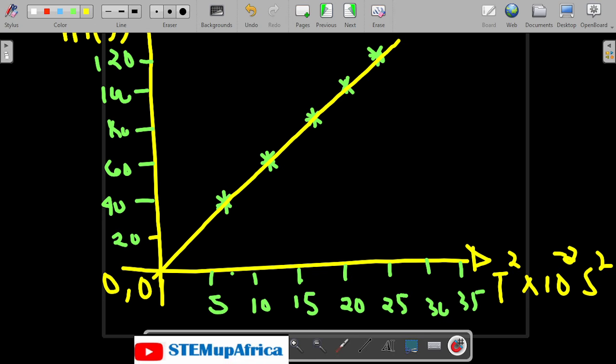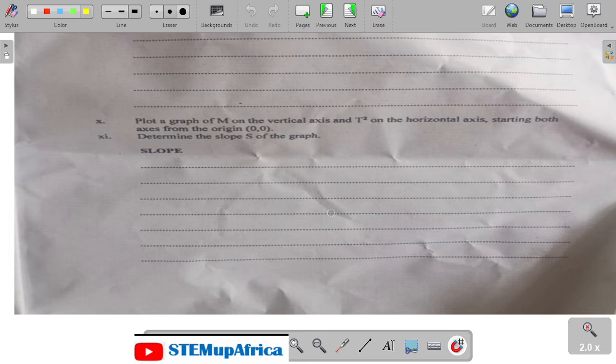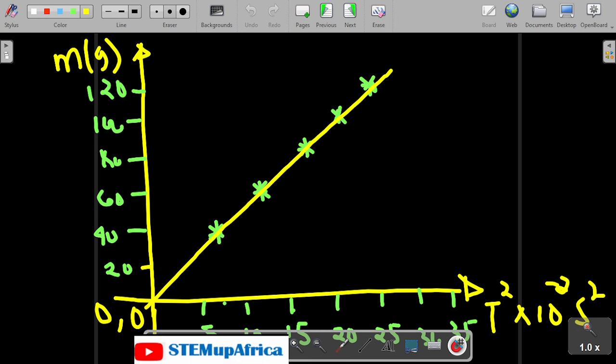So this is how the graph will look like tomorrow. Then next, you are asked to determine the slope of the graph. So the slope, now what you do is this.